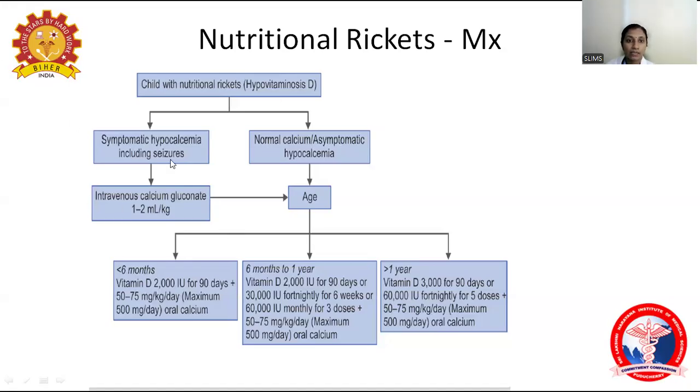In case this child had symptomatic hypocalcemia, including seizures and all, first correct that part with IV calcium gluconate at 1 to 2 ml per kg, not milligram, it is ml per kg. And then give the maintenance treatment as per us.